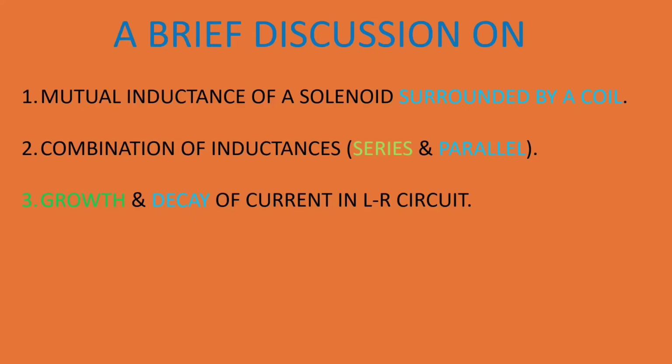Now I am today going to discuss LR circuit, the growth and decay of current in LR circuit, and a few other things. So let's see. Mutual inductance of a solenoid surrounded by a coil, and then I will discuss combination of inductances, the two types of combination, series and parallel combination, and third, the growth and decay of current in LR circuit. So let us start.